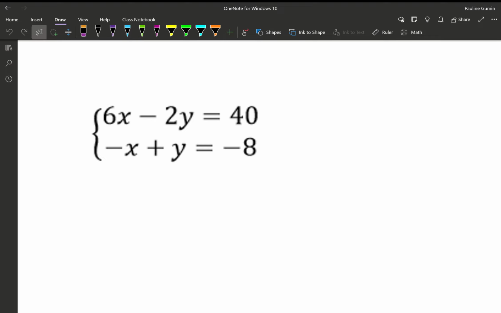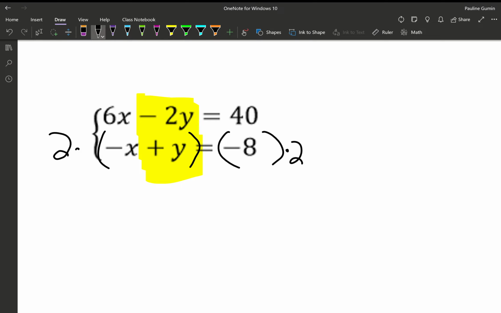I'm going to force the y's to be opposite. Why? Because I feel like it today. We could choose the x's, but let's do the y's. Okay, so at the moment in our original equation, we have negative 2y and positive 1y. I want to make that positive 1y into a positive 2y so that it's opposite. The way I'm going to do that is by multiplying. I'm going to multiply the whole bottom equation by 2.